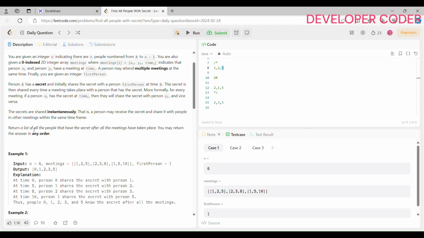And we have to return a list of all the people that have the secret after all the meetings have taken place, and in the end you may return the answer in any order.